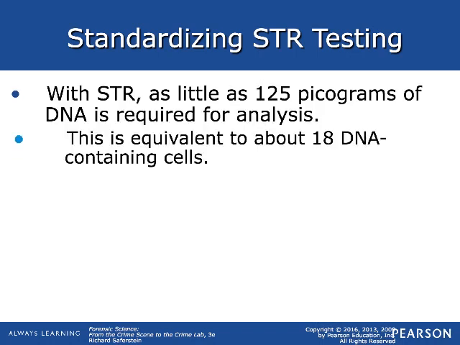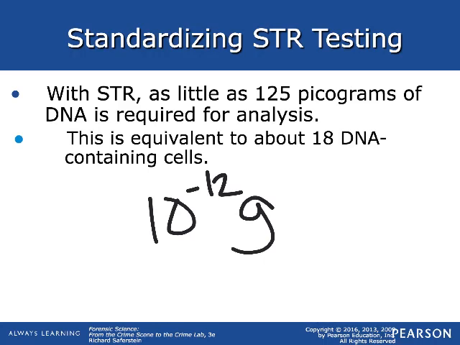Okay, so with STR, as little as 125 picograms of DNA is required. A pico is really, really small. A picogram is smaller than a nanogram. Okay, and I think a nanogram's small. A nanogram is 10 to the negative 9th. So a picogram must be 10 to the negative 12th grams. 1, 2, 3, 4, 5, 6, 7, 8, 9, 10, 11, 12. Okay, so 12 zeros.